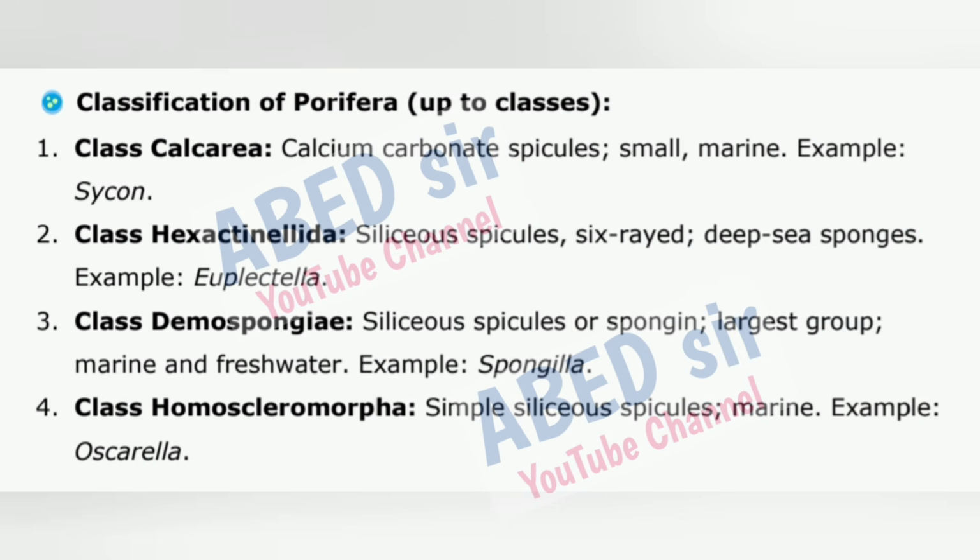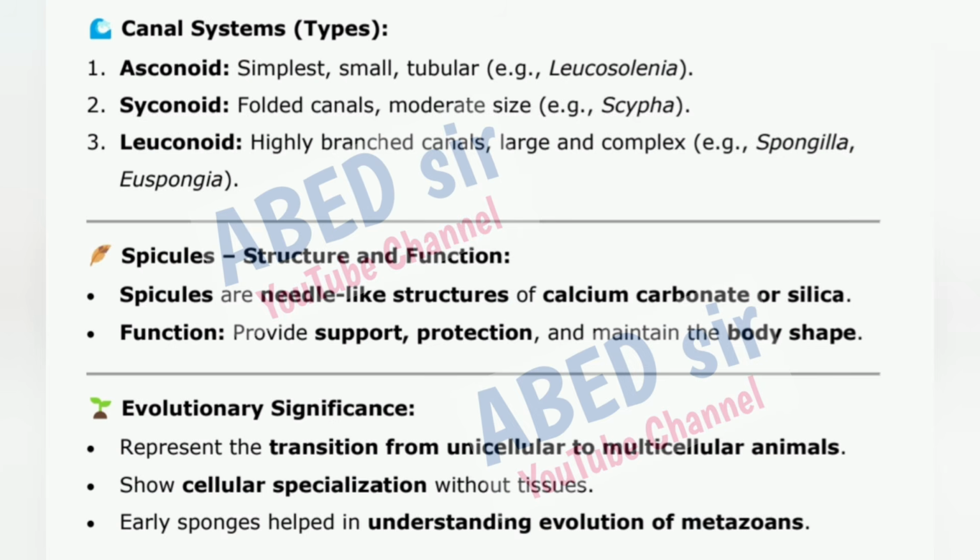Classification of porifera up to classes. 1. Class Calcarea, calcium carbonate spicules, small, marine. Example, Sycon. 2. Class Hexactinellida, siliceous spicules, 6-rayed, deep-sea sponges. Example, Euplectella. 3. Class Demospongiae, siliceous spicules or spongin, largest group, marine and freshwater. Example, Spongilla. 4. Class Homoscleromorpha, simple siliceous spicules, marine. Example, Oscarella.